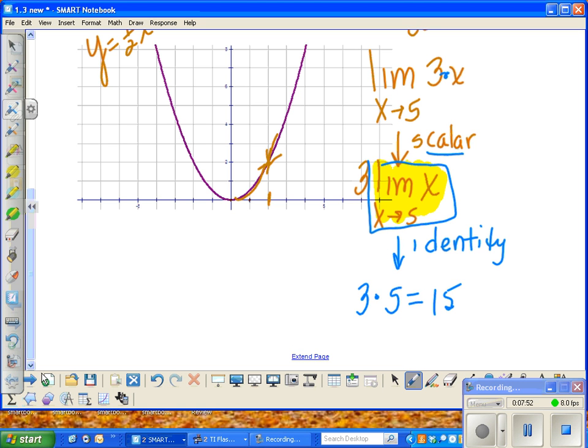Brittany. Okay, because constant would be the limit of 5. This is limit of x. Okay? Good question. And we're going to work with that next.